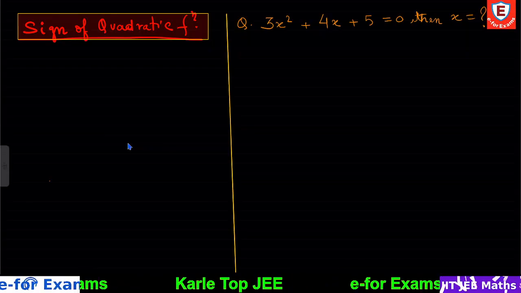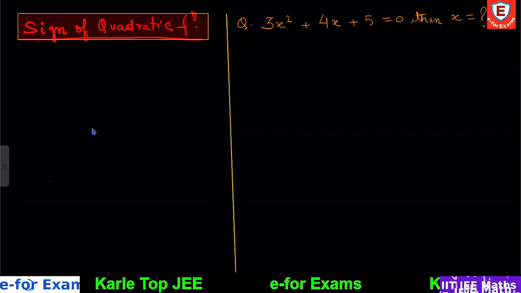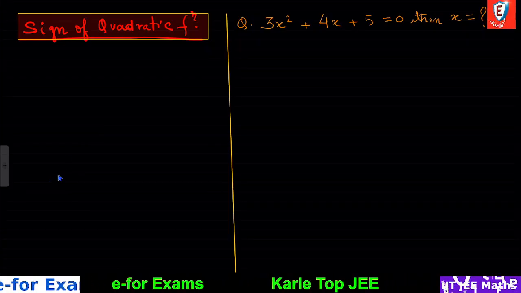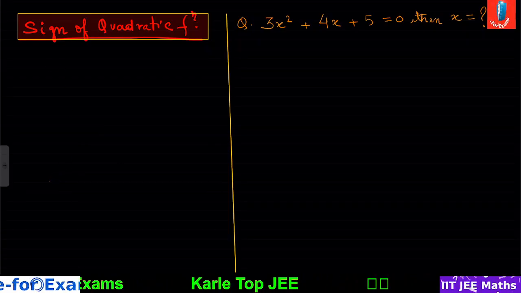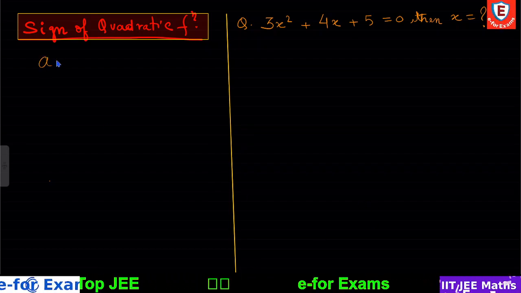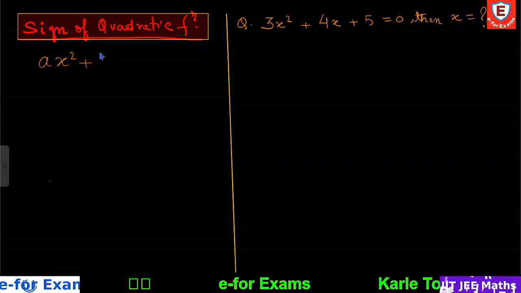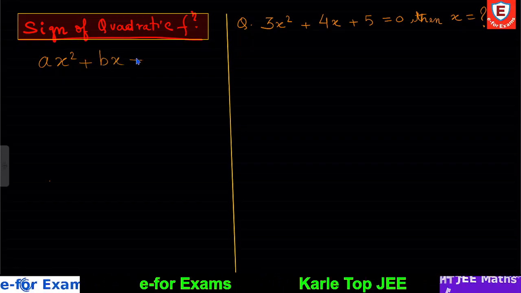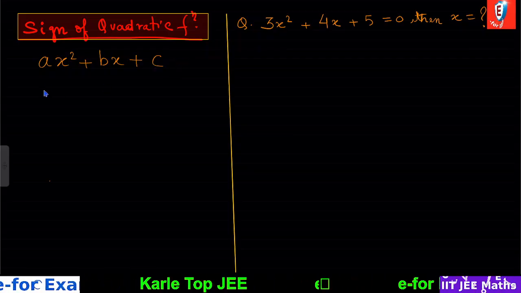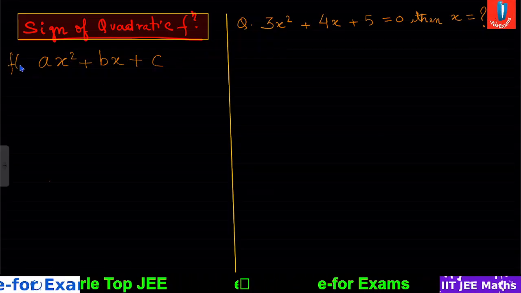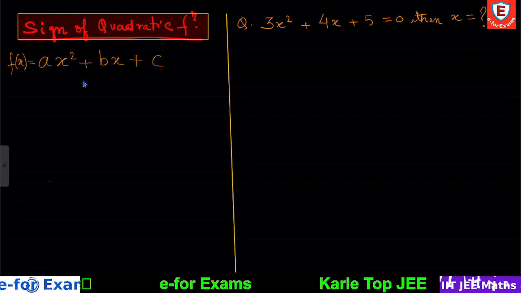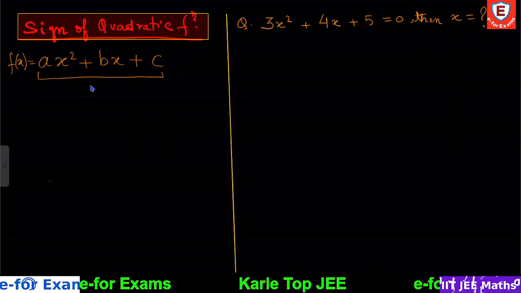First, we are going to start with signs of quadratic function. Suppose the given quadratic function is f of x equal to ax square plus bx plus c. This is a quadratic function.